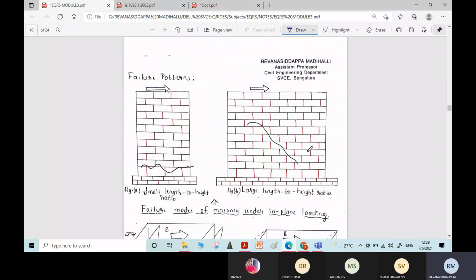Next, coming to the failure of masonry walls during the earthquake, there are different types of failures which we can see. We can see different types of failure of masonry structures depending upon the end conditions, depending upon, as we just now discussed, the slenderness ratio, and depending upon the strength of the wall, we can see different failure patterns.